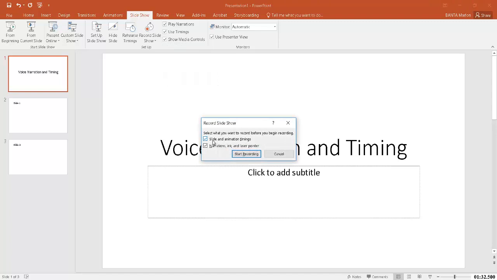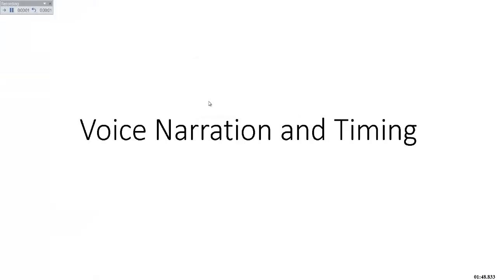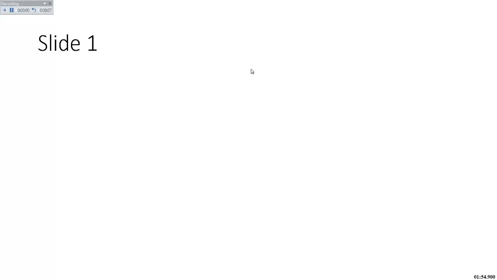And so slide and animation timings, that's how long the slide is up before you advance to the next slide. And narrations, that's a voice recording. So we're going to check both of these and we'll hit start recording. And then what you do is you start speaking for each slide. And so we'll say that this is slide one, and then this is slide two.